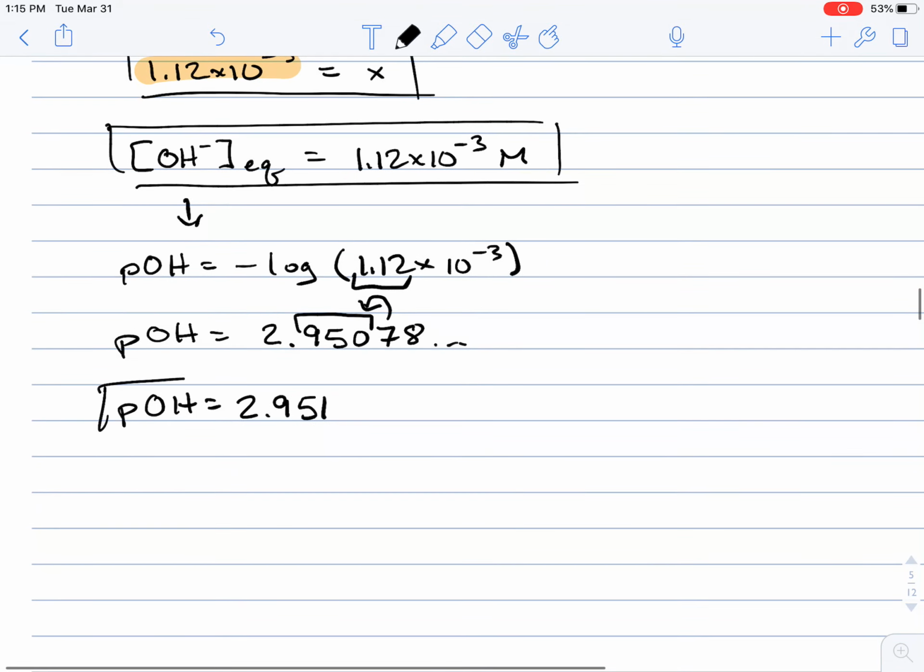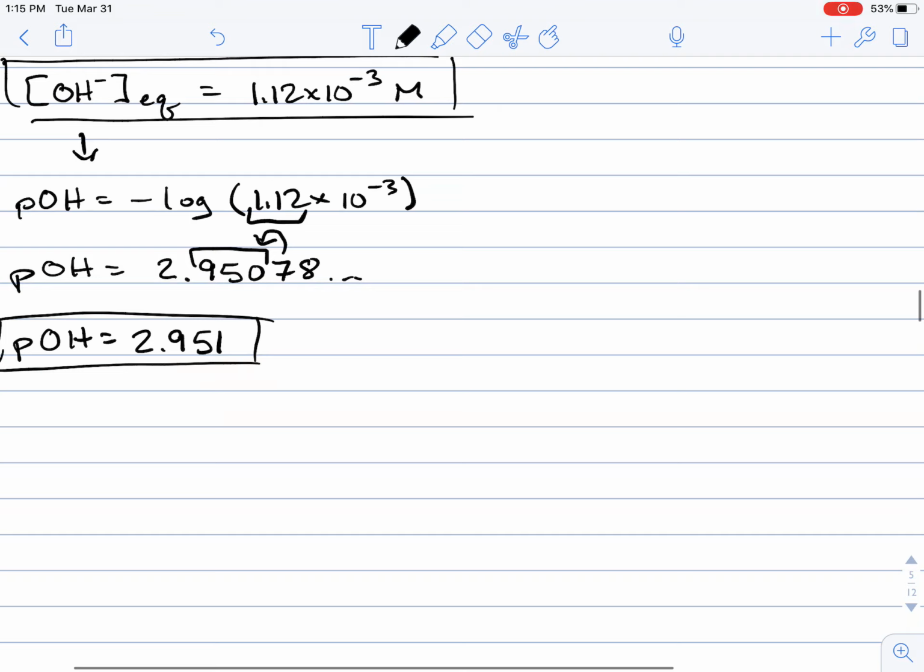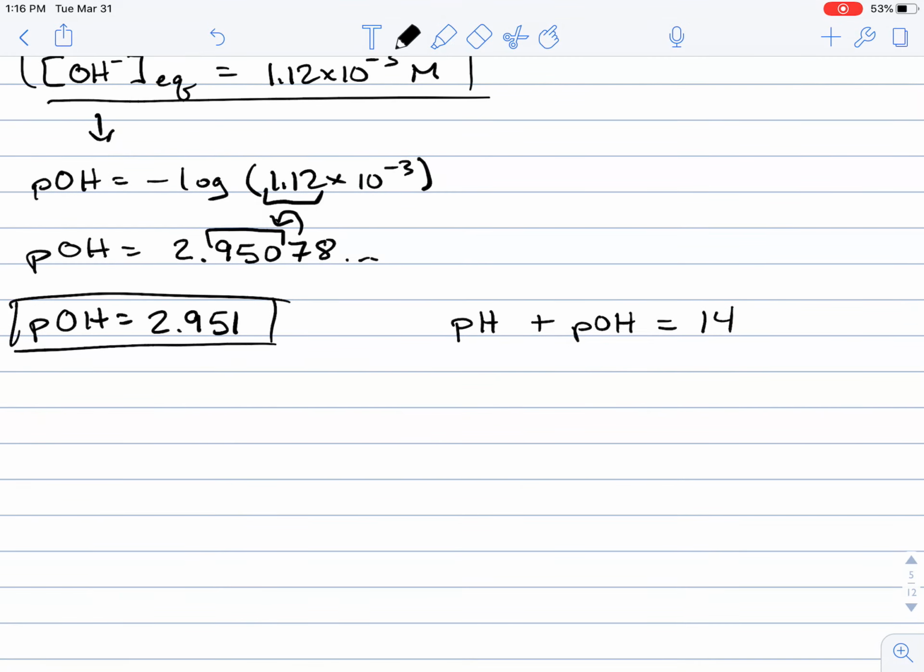So now that we have the pOH, we can solve for the pH. So the pH plus pOH is equal to 14. And so here in this case, if we plug in the value for pOH, which is 2.951, that equals 14. Solve for pH by subtracting 2.951 to the other side. We're going to go ahead and get 11.049.